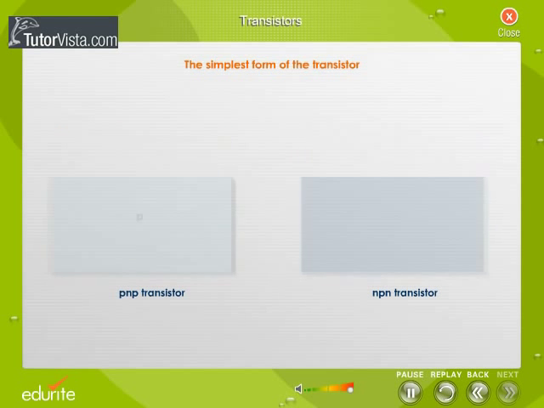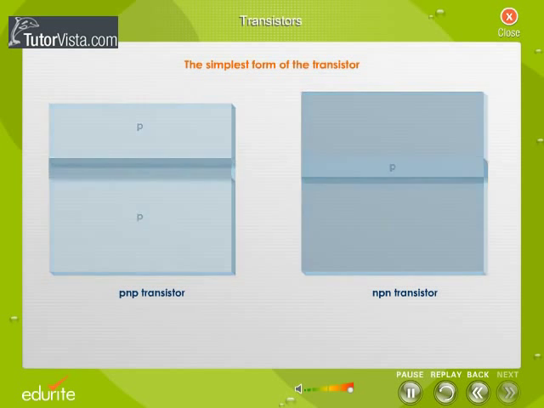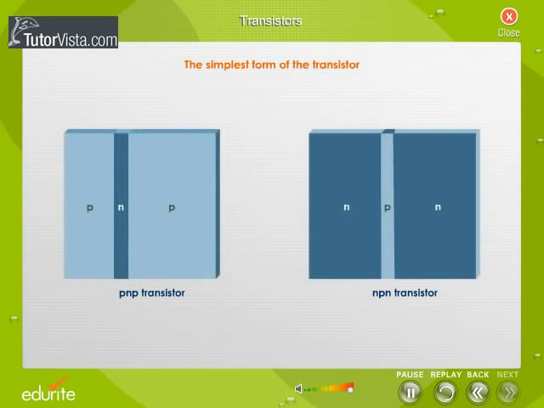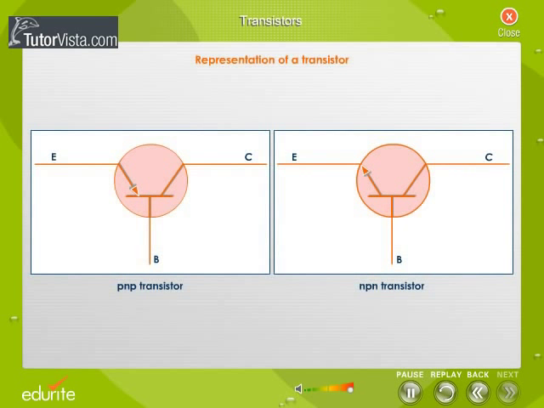Transistors are normally made by growing one region onto the other. Observe that all three blocks of the transistor are not equal in size. This is how a PNP and an NPN transistor are represented. The operation of the two transistors is essentially the same, hence only the working of a PNP transistor is explained.